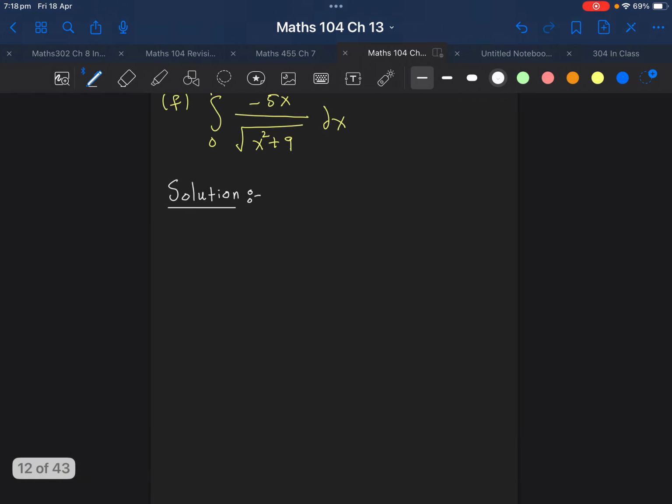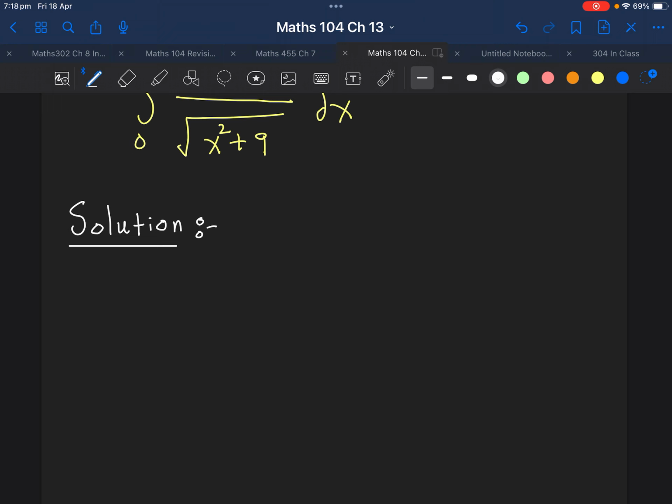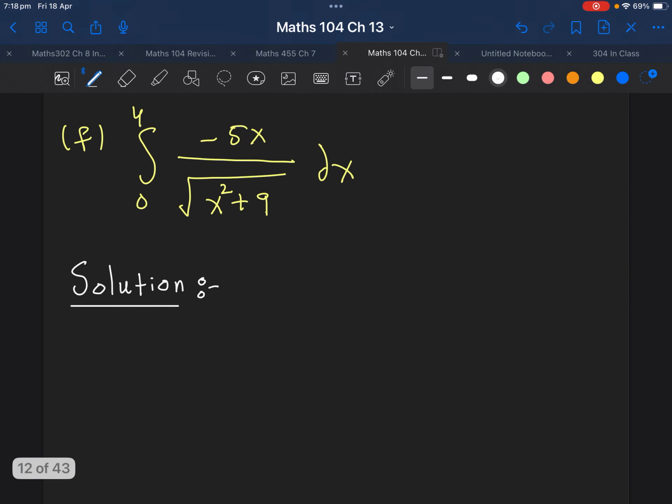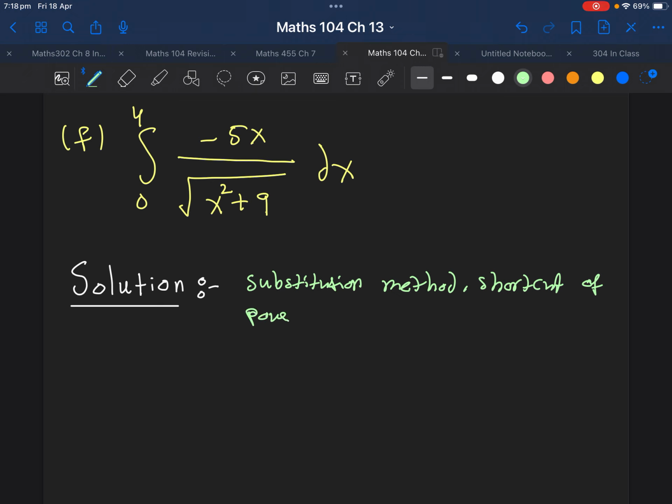Part F, which will be using the same principle here, the substitution method. And we will use the shortcut of the power rule. What is the shortcut of the power rule? Something has to be u. What will be u? It will be the one inside the square root. Now what is u prime, which we need to fix? It is 2x. So I must see 2x here.